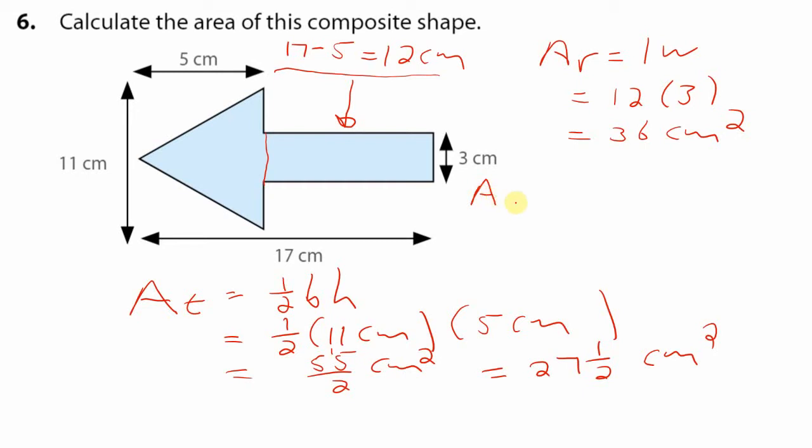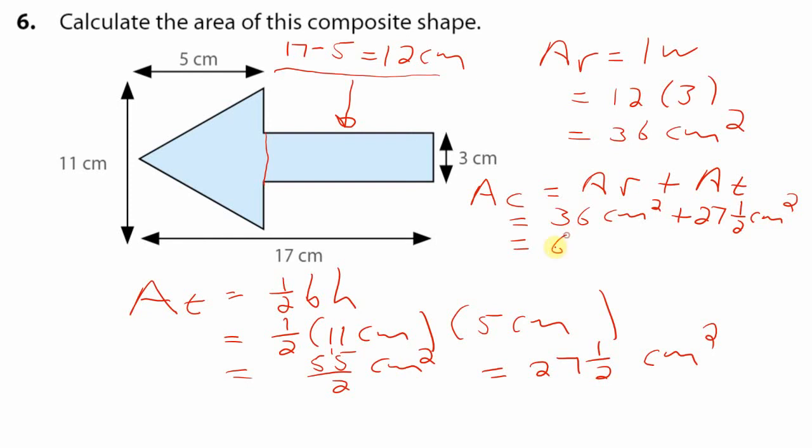So now we can get the area of the complete shape. So the area of the composite shape is the area of the rectangle plus the area of the triangle. So it's 36 square centimeter plus 27.5 square centimeter. So 30 plus 20 is 50. 6 plus 7 is 13. 50 plus 13 is 63 plus a half, so it's 63.5 square centimeter for this whole shape's area.